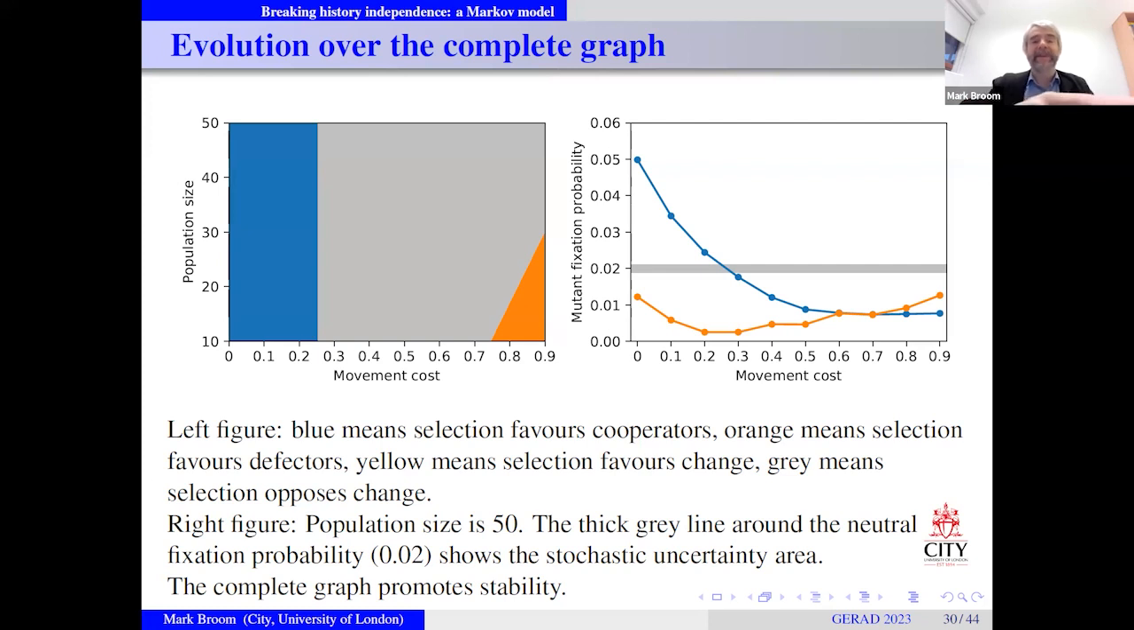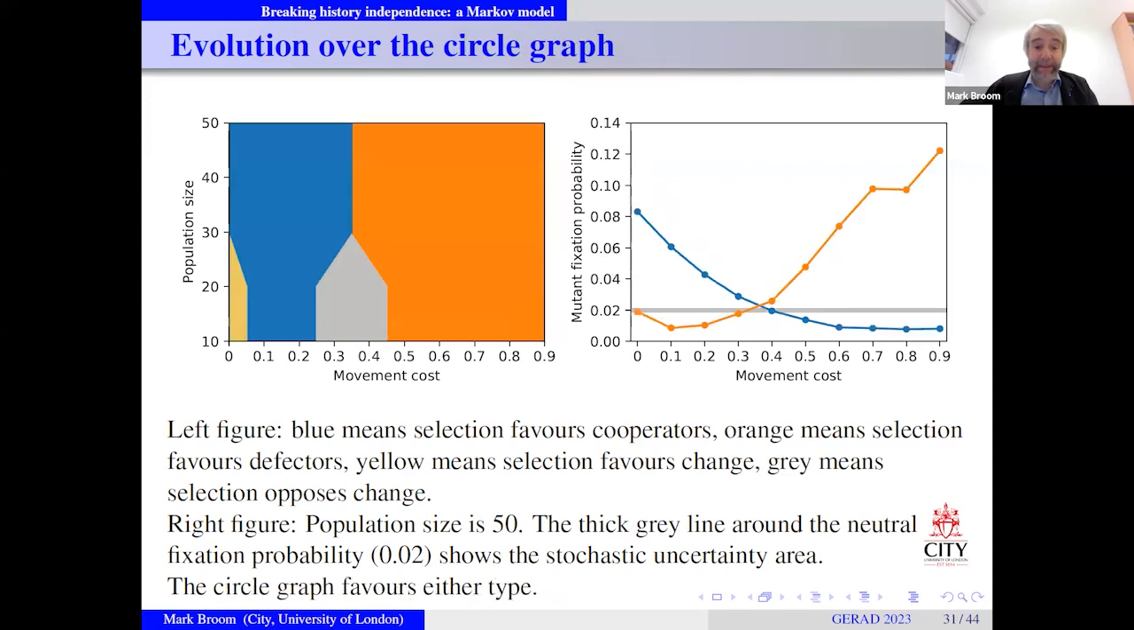And that's what this grey region means. So blue favors cooperation, orange favors defection, grey favors stability. And yellow favors change in both directions, though in this case there isn't any. So this complete graph really favors some kind of stability in general.